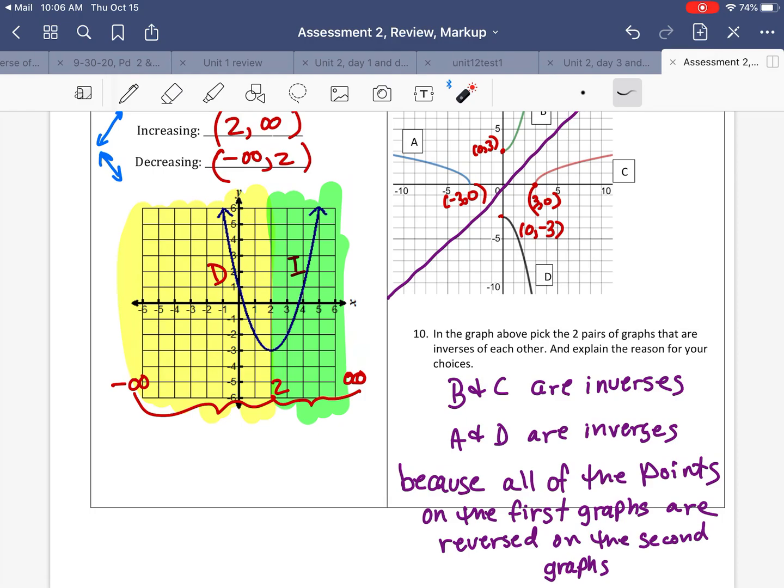And also you could also say something like, oh, they're symmetrical over the line y equals x. You could also mention this line right here that we drew, y equals x.